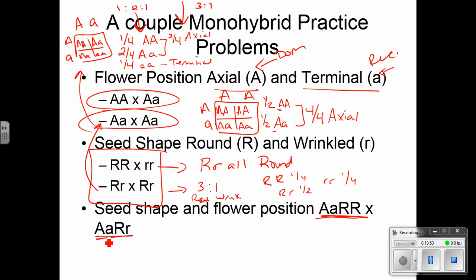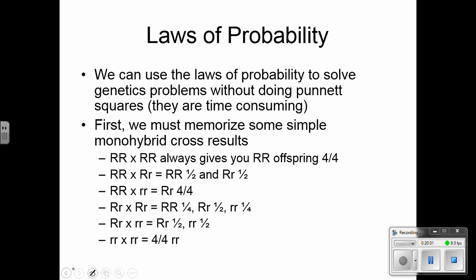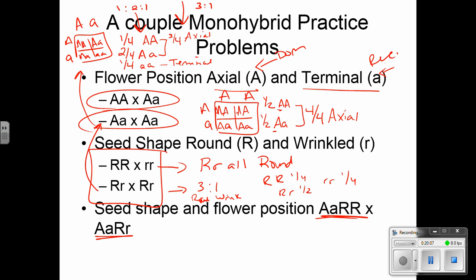Okay, now let's try a different one. This one's a little bit more challenging because it requires you to do a dihybrid cross. So when you're setting up a dihybrid cross, you're going to have more boxes. Let me see. I'm trying to decide where I want to go from here. You do need to know how to set up a dihybrid cross, although it's the long way of doing it.